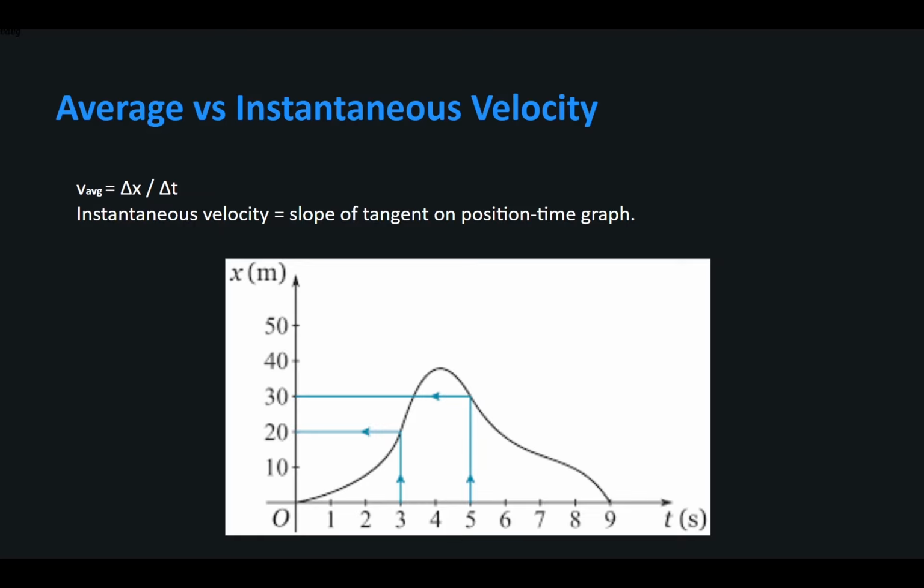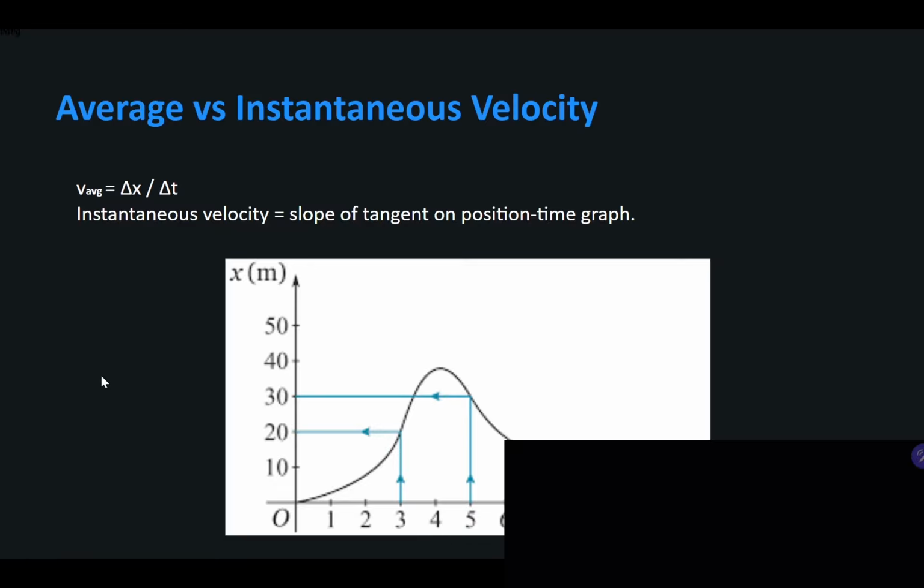The average velocity is the delta x over the delta t, which is just the change of position over the change in time, and the instantaneous velocity is the slope of the tangent line on the position versus time graph. So if we look at this graph here, we can see that we have 2 points highlighted. We have 5 seconds and 30 meters and 3 seconds and 20 meters. And if I were to tell you to calculate the average velocity between 3 seconds and 5 seconds, you would probably go ahead and go with delta x over delta t.